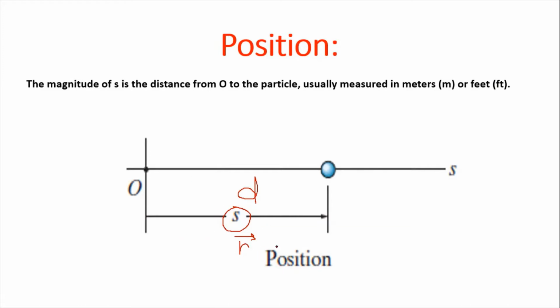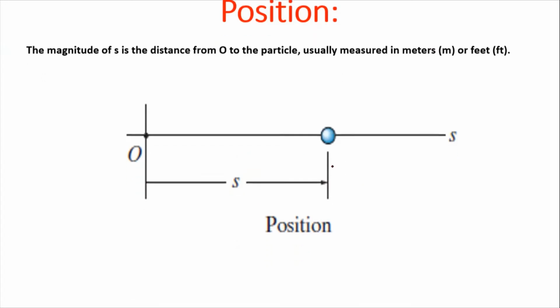It is called the position, and it must have a direction. It is moving either towards the right or towards the left. If it is moving towards the right, it is positive, and if it is moving towards the left-hand side, it is negative. So this is all about position.